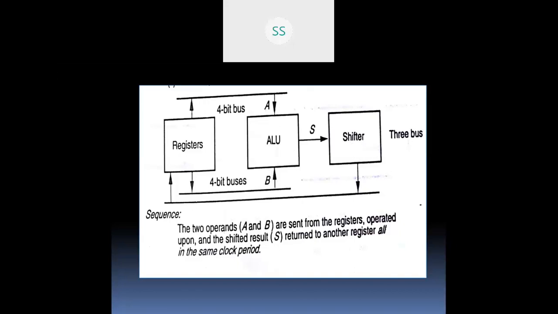Now with this architecture, later we will see how exactly to design the shifter. I will take that in the next session.